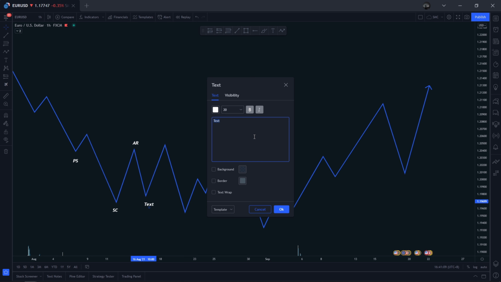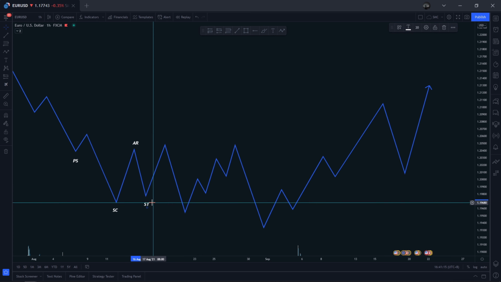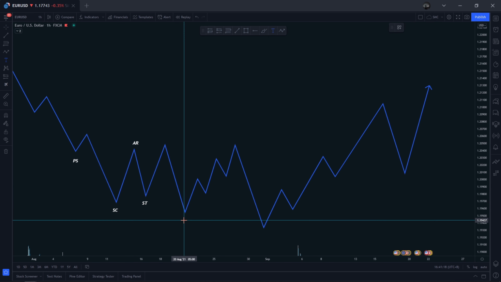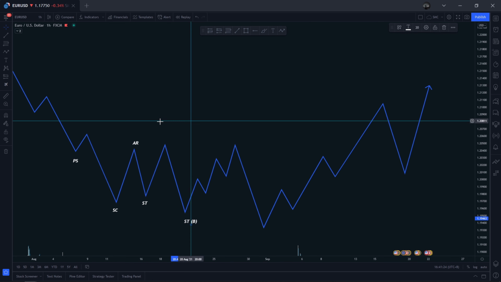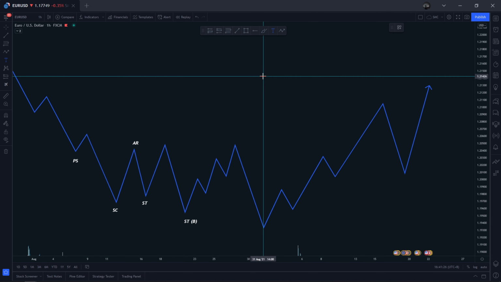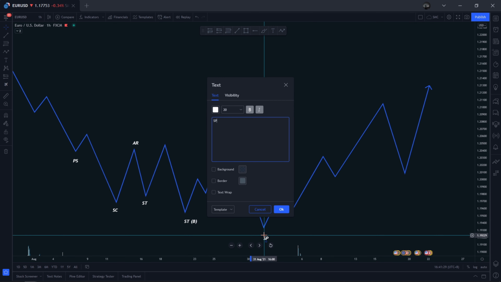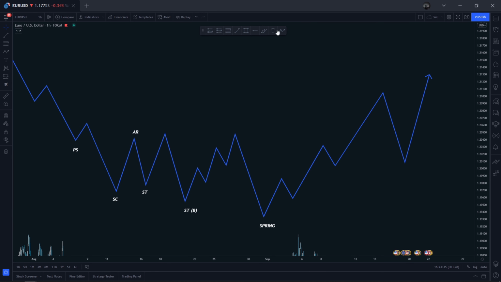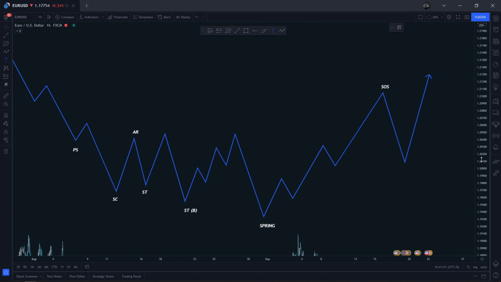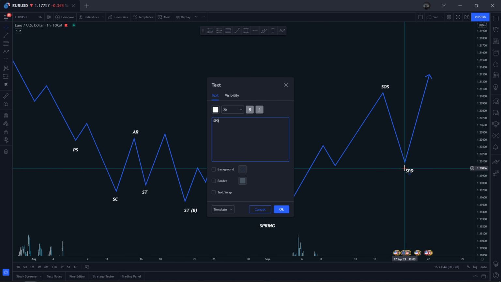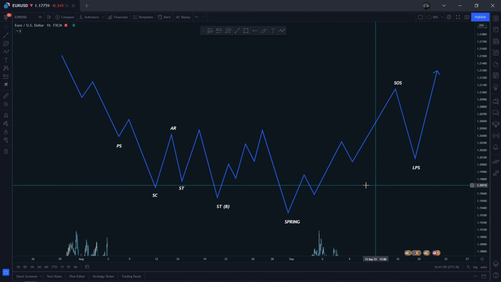Then we have ST, which is secondary test. Then we have a lower one, which is called the STNB, meaning ST in phase B. Then we have the spring. Then we have the sign of strength, which is this. Then we basically have the last point of support, LPS. So that's your usual Wyckoff.